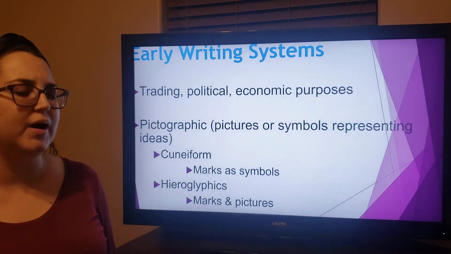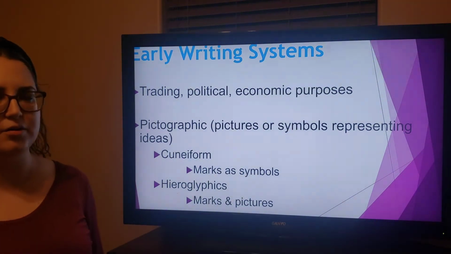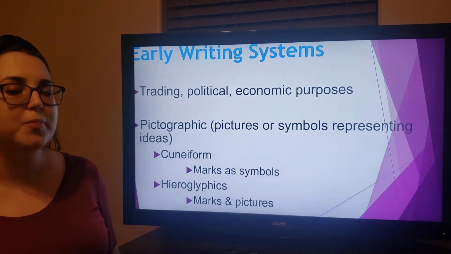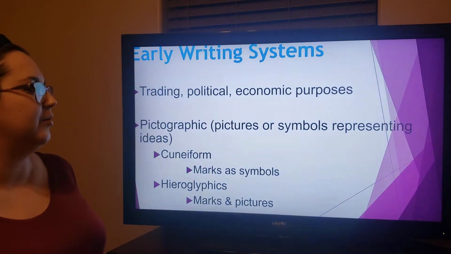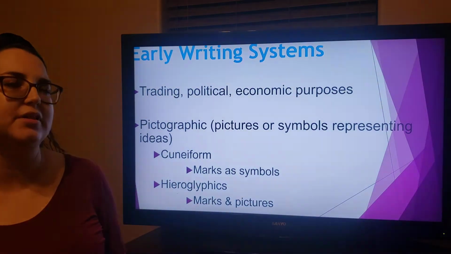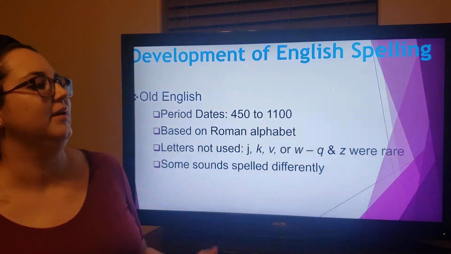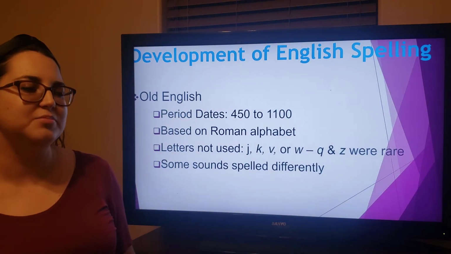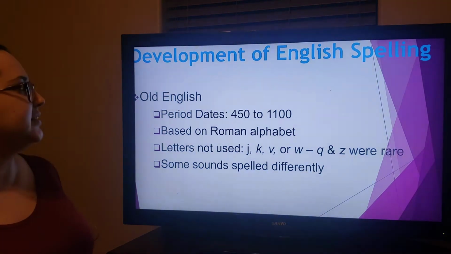What you'll see next is a little bit of a historical overview of early writing systems. They were created for trading, political, and economic purposes. First we start off with pictographic, or pictures or symbols representing ideas, like cuneiform, which had marks as symbols, and then the hieroglyphics, which had marks and pictures. Modern English was developed over time, so examining all these changes helps us understand our current spelling system.